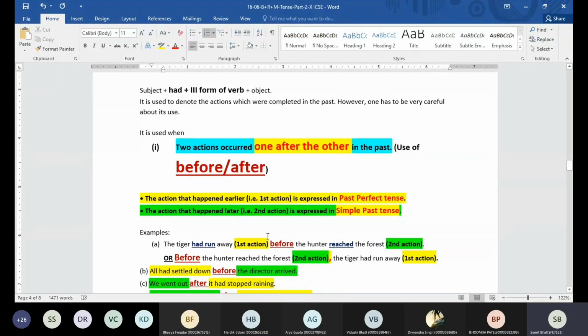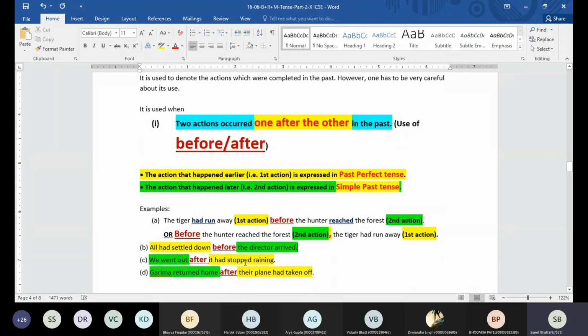We can also interchange the sentence. It's not that we have to use the word before at the end only. We can start the sentence with before, but remember, since we are using it at the beginning, this is going to be a subordinate clause. So we are going to use a comma to separate it from the main clause. If you put the subordinate clause at the end, then there is no comma required. But if you are starting the sentence with the subordinate clause, then do use a comma before the main clause. Like here, before the hunter reached the forest, comma, the tiger had run away.